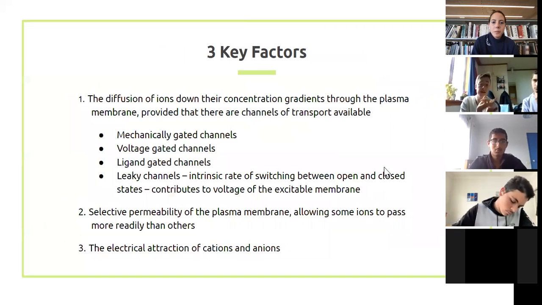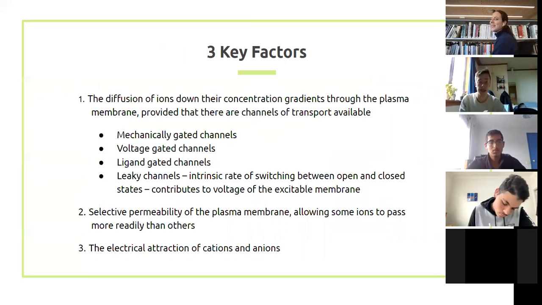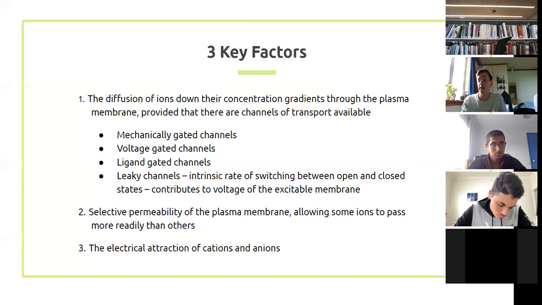There are three key factors which cause this resting membrane potential. First, the diffusion of ions down their concentration gradients, but remember at equilibrium potential, there's no gradient. And this is caused by things like mechanically gated channels, voltage gated channels, ligand gated channels, and leaky channels. The next one is the selective permeability, so some ions can move in, some ions can't. And the next thing is the electrical attraction of the cations and the anions, and that will become important.